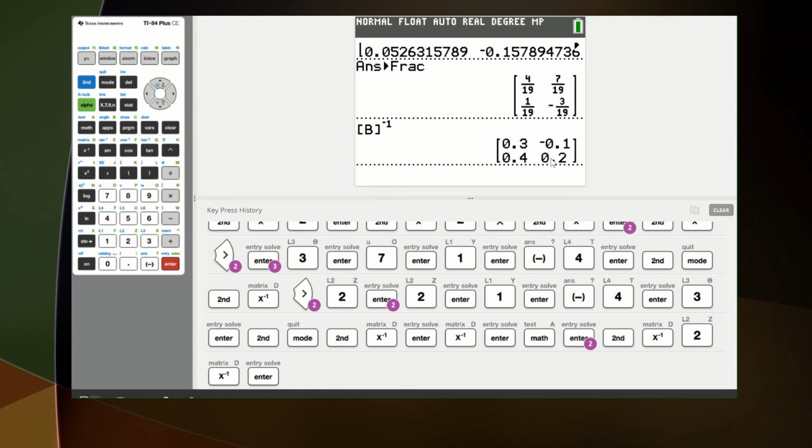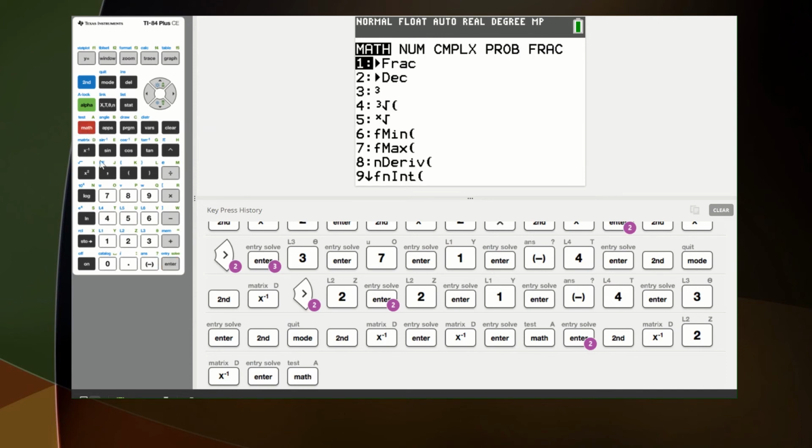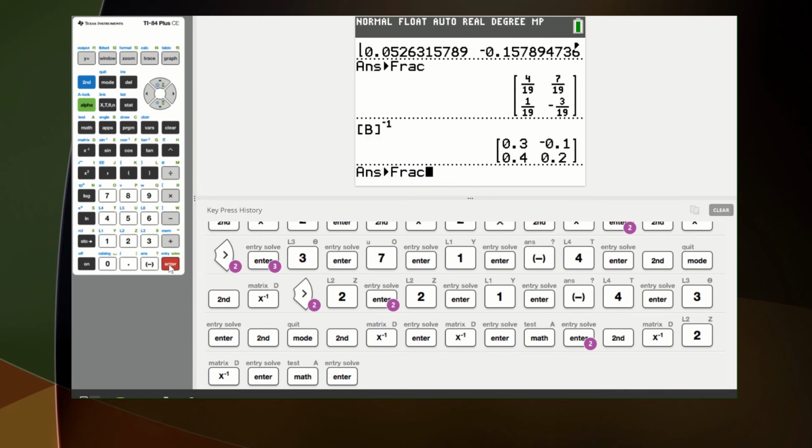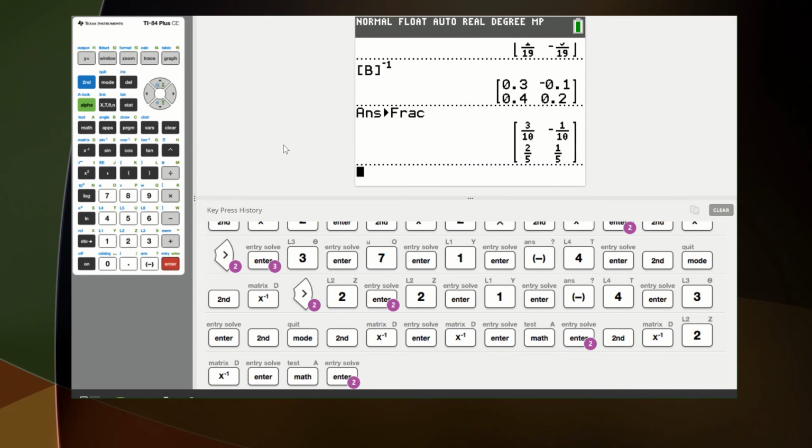4/10 could actually be 2/5, and then 2/10, which is 1/5. Let's just hit the math and see what the fractions do, just for the fun of it. Yep, 3/10, -1/10, 2/5, 1/5, and there we go. We have found the inverse of those two matrices. Calculator is our friend.